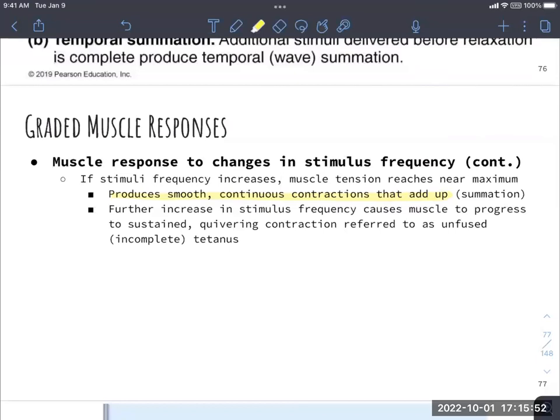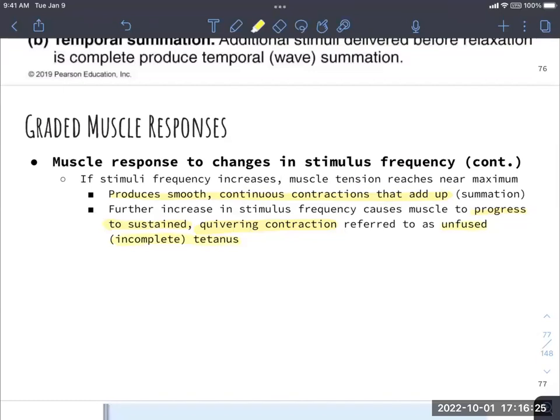If we continue to send stimuli over and over again, that contraction will eventually progress to a sustained contraction. And if we hold that sustained contraction long enough, it can cause a quivering contraction because you're shaking. It's called unfused or incomplete tetanus.